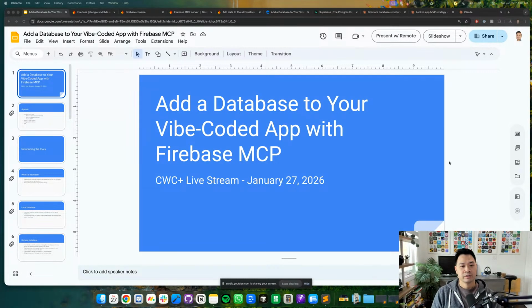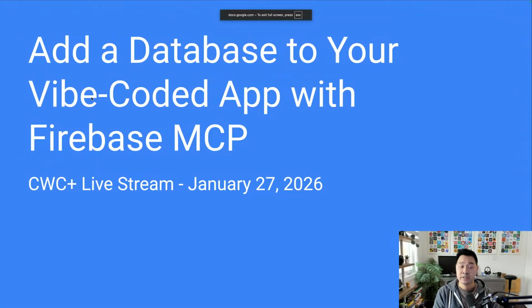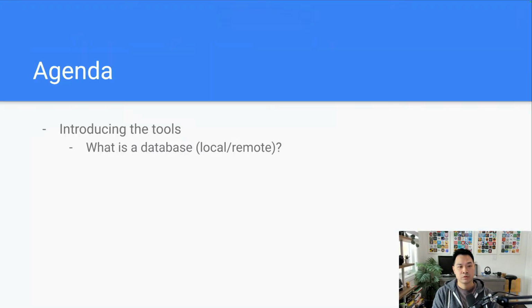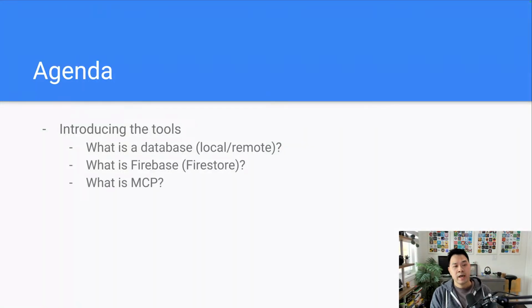I will get started. So today's live stream is about adding a database and basically using it with AI coding. And to do that, we're going to be using MCP. So what are we going to be talking about? We're going to introduce the tools first. And this is just to get everyone on the same page. So I'll be able to breeze through some of this stuff if you have done it before.